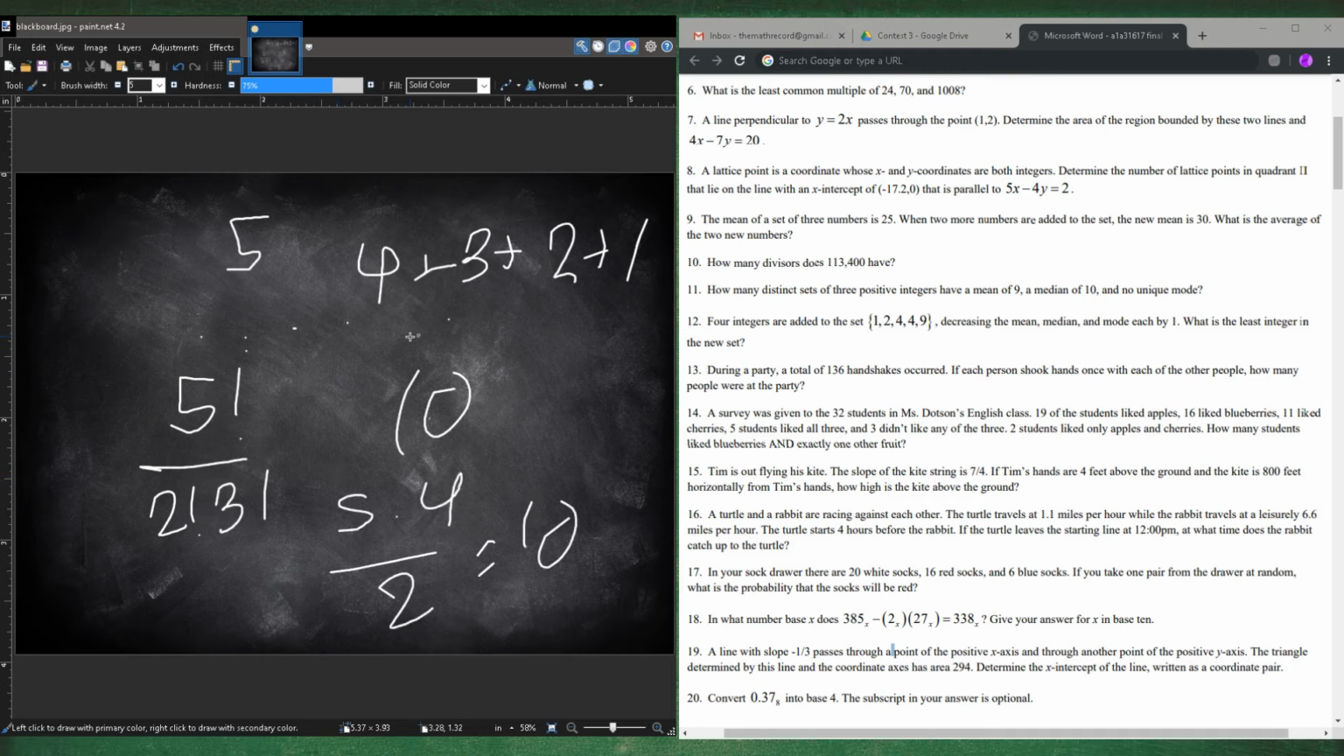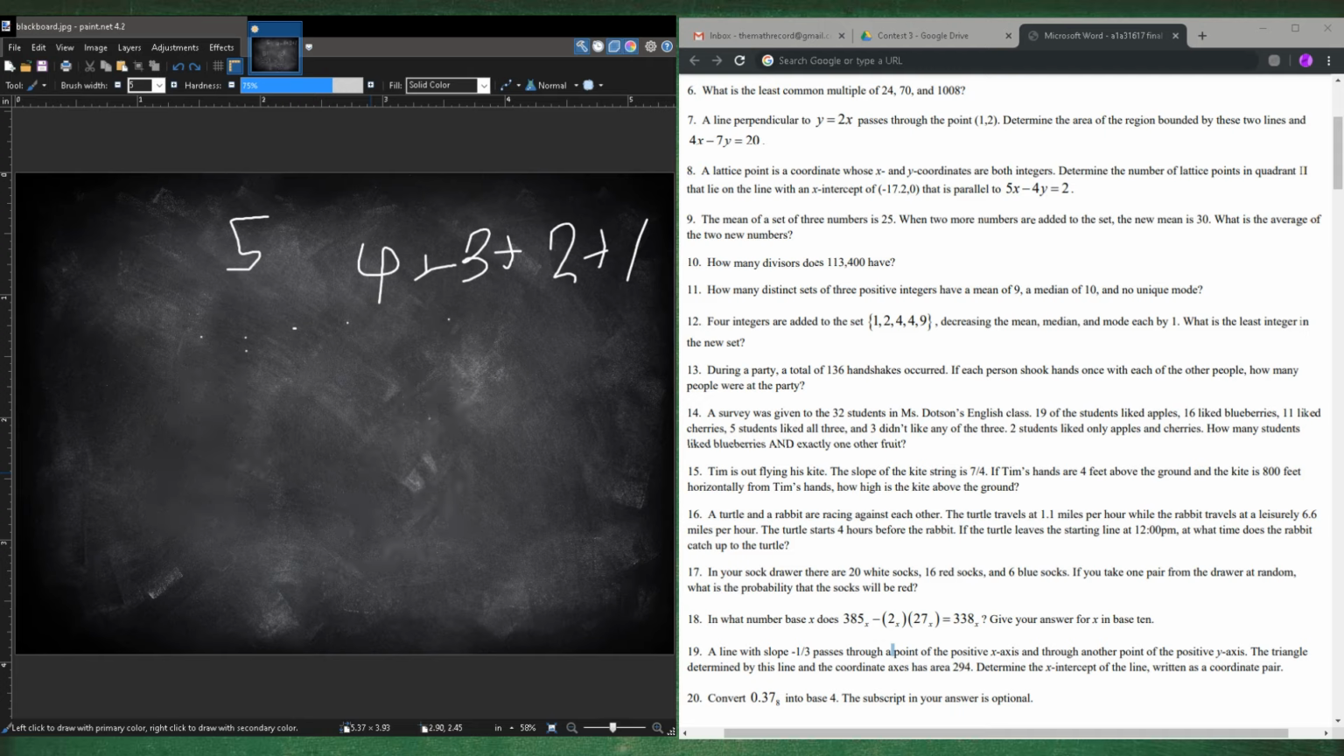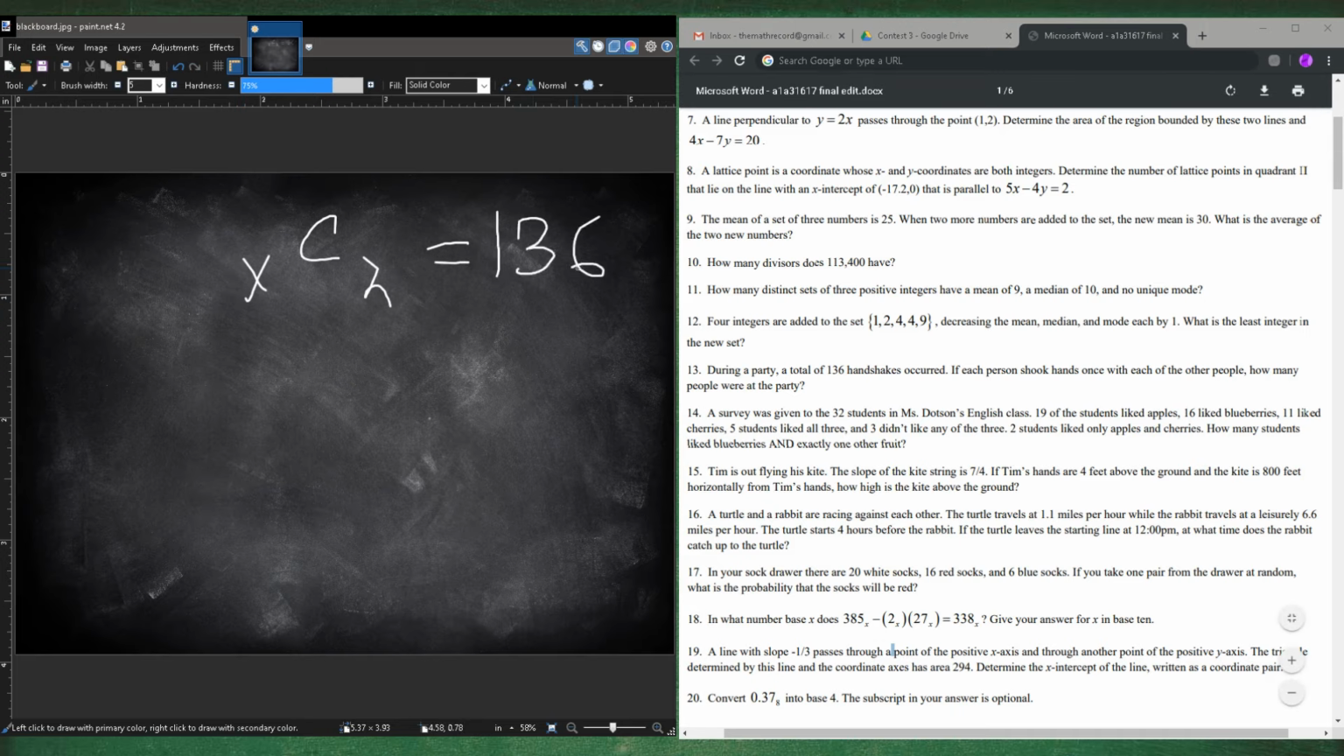Because you have 5 numbers and you choose 2, and it's 5 choose 2 and not 5 permute 2, because permutation means that this handshake with this person is not the same as this handshake with this person. So they're counting twice the amount when you only want one of the amounts. So it's just the amount of people choose 2 is equal to the amount of handshakes, which is 136.